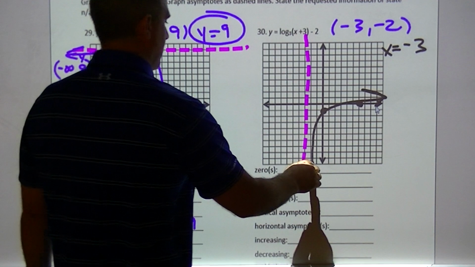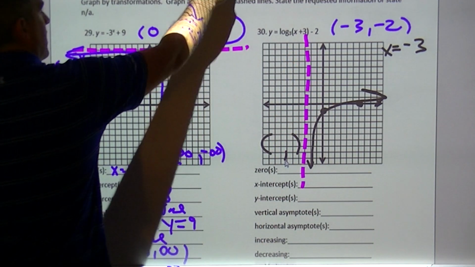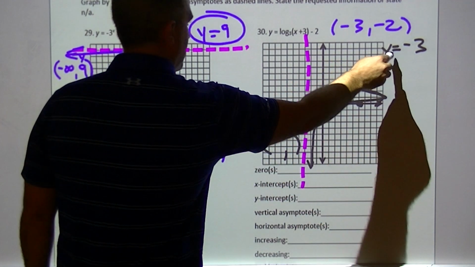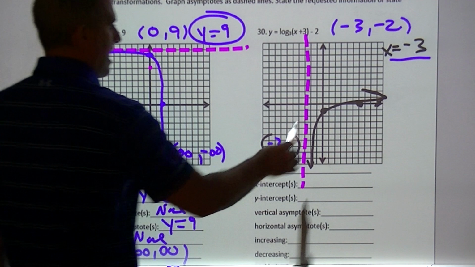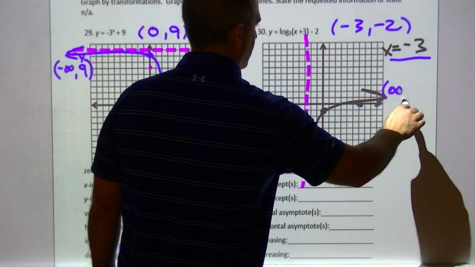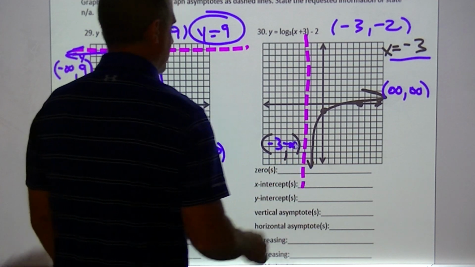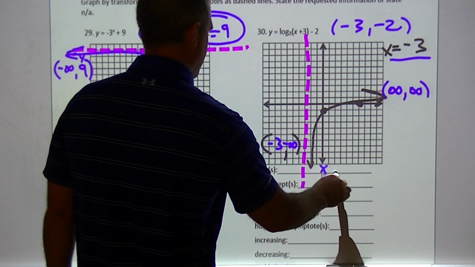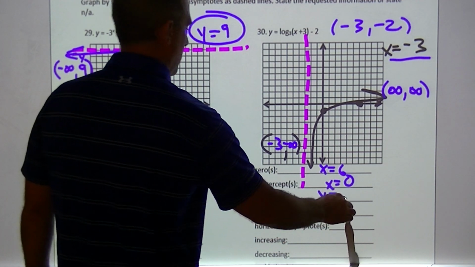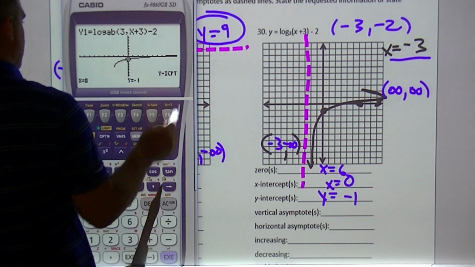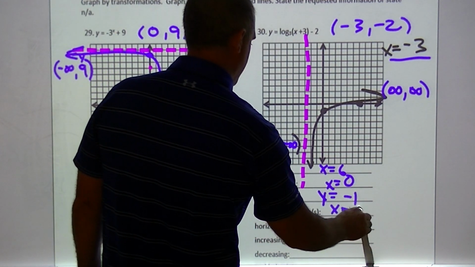Okay, so when I label this arrow, because this equation is x equals negative 3, that means that will be that. Everything else will be the same. This is infinity, infinity. And this would be negative infinity because it's pointing down. So zero is x equals 6, y equals negative 1. I believe that's what I got, right? Yeah, okay. Vertical asymptote at x equals negative 3.